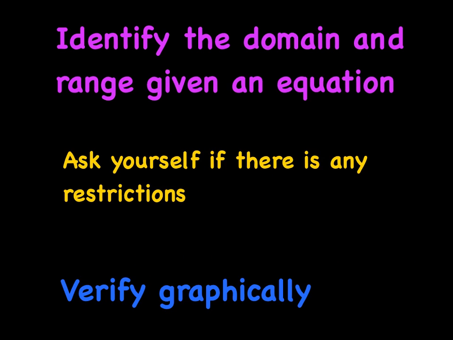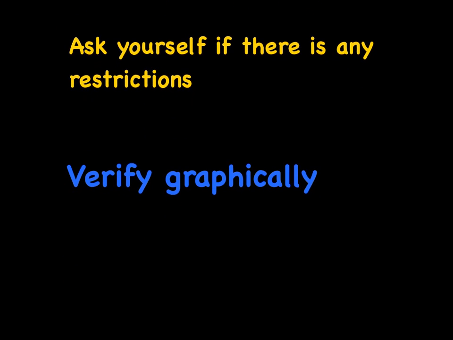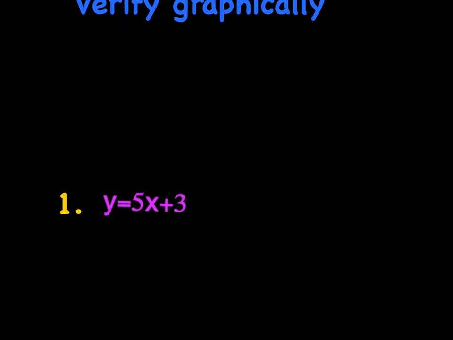Our last piece is to identify the domain and range given an equation. So let's go ahead and title that in our notebook so it's easy to find. And how do you do that? Well, the first thing I do is I ask myself if there are any restrictions. Once I come up with an answer to that, I'll write my domain and range. And then, of course, I want to make sure I verify graphically. You can't get it wrong with the graphing calculator. We'll just type it in and compare. So look at 3 quick examples.